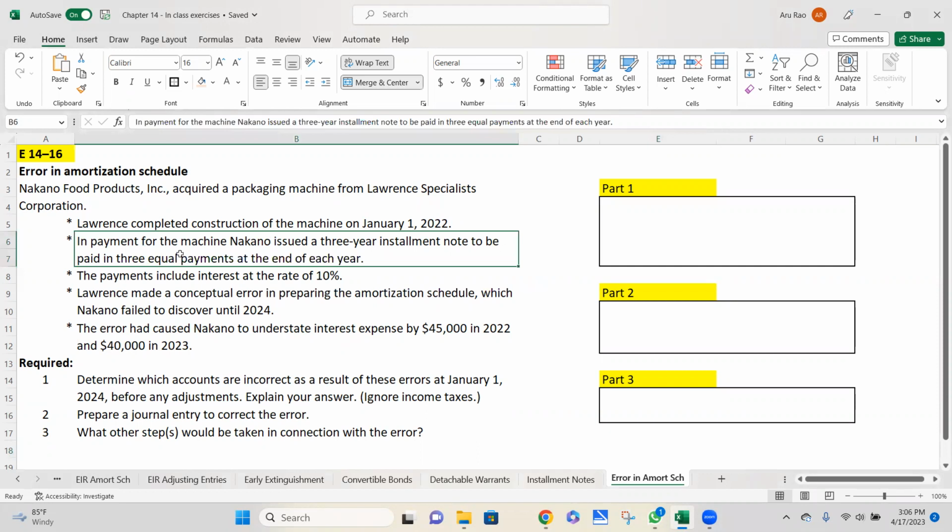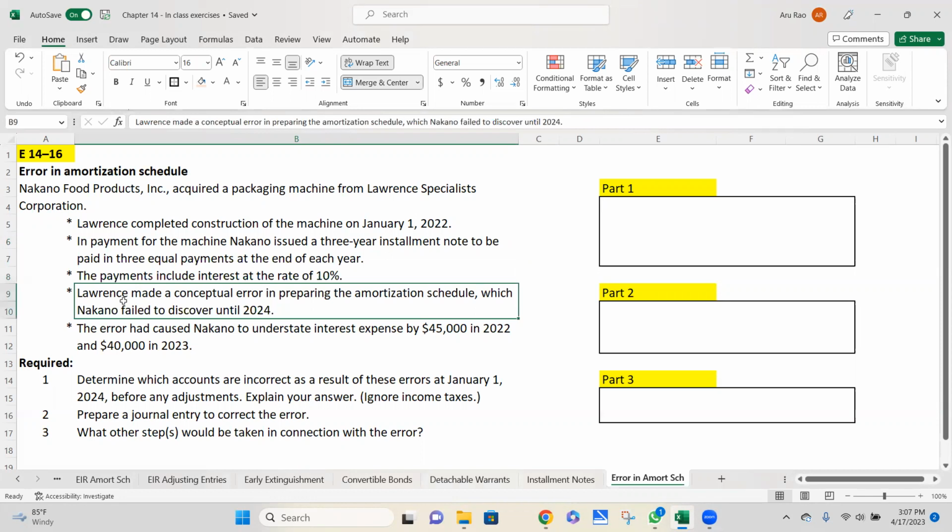In payment for the machine, we issued a 3-year notes payable, and this is an installment note payable with equal payments at the end of each year. The payment includes interest at the rate of 10%. Lawrence made a conceptual error in preparing the amortization schedule, which they did not discover until 2024. The error has caused us to understate interest expense by $45,000 in 2022 and $40,000 in 2023.